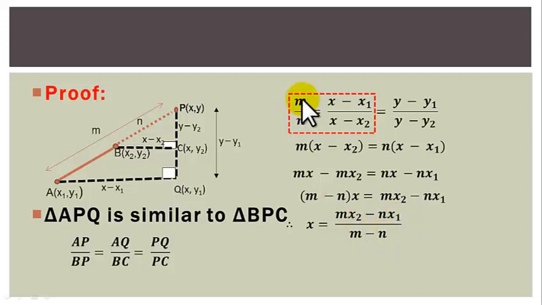Similarly, if we consider the equation m over n equal to y minus y1 all over y minus y2, we will obtain y to be equal to my2 minus ny1 all over m minus n.